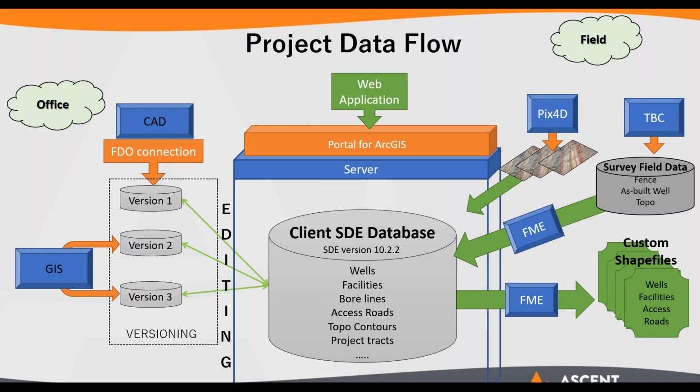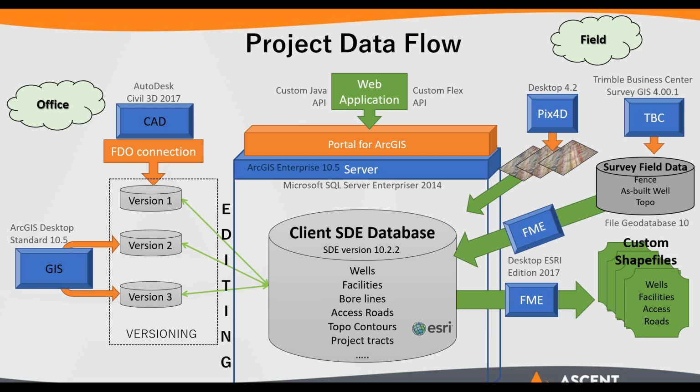So just a little bit about how we store this data and how we deliver it. We use an SDE database for our clients. So each client has their own database, and we store all of their points, lines, and polygons in there. We've got our wells, facilities, bore lines, etc. We process all of our data through TBC, and then through FME tool, we insert all of that into our SDE database where we store it centrally. From that database, we then can edit all of our data with CAD or with ArcGIS.